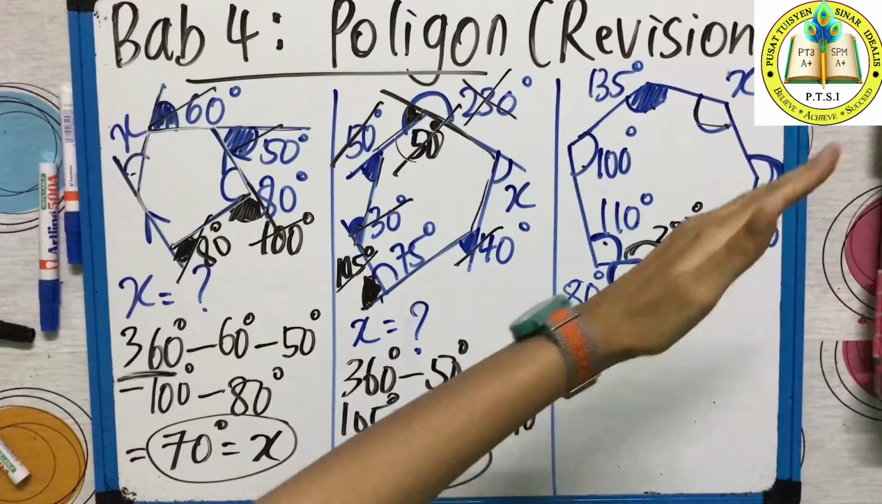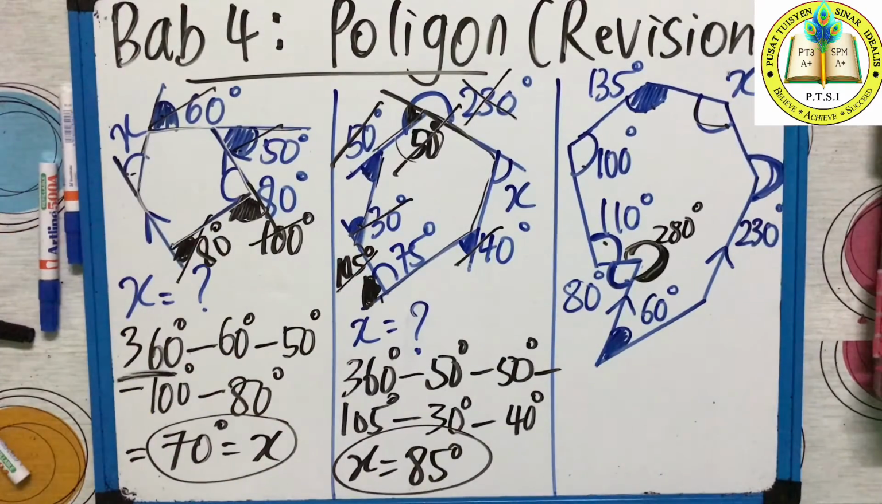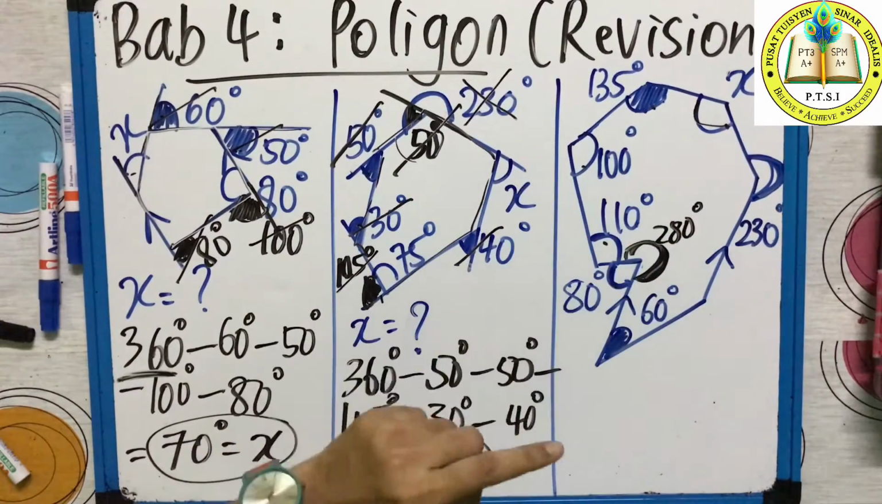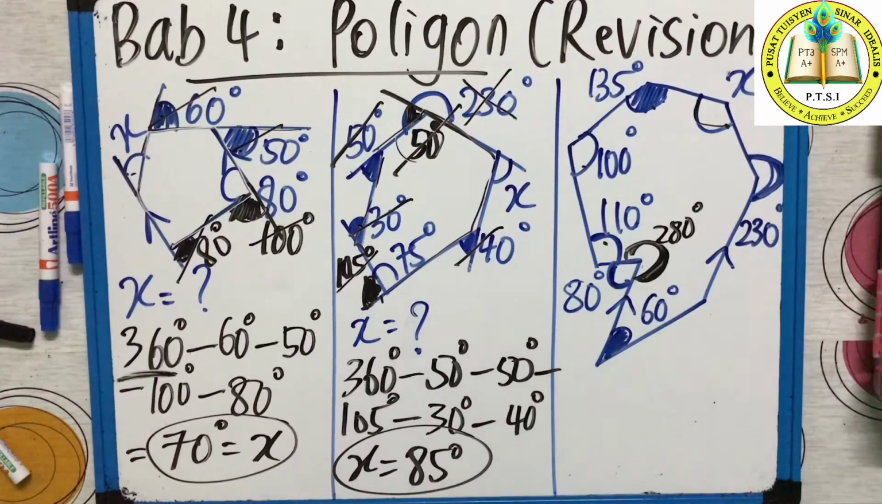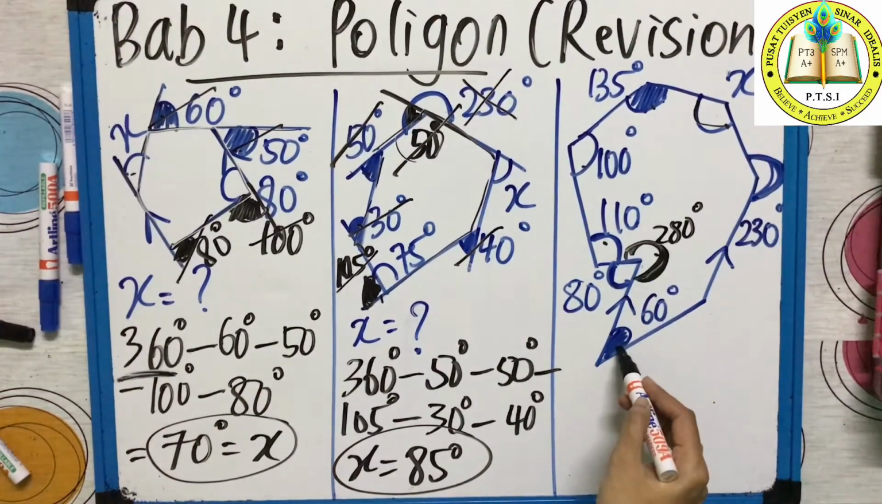It's not a straight line. Kalau nak cari sudut peluaran, then you use a straight line. Now you want to find the inside one, the full angle 360. So 360 minus 80, you get 280 degrees. So already inside. 60 degrees is inside.